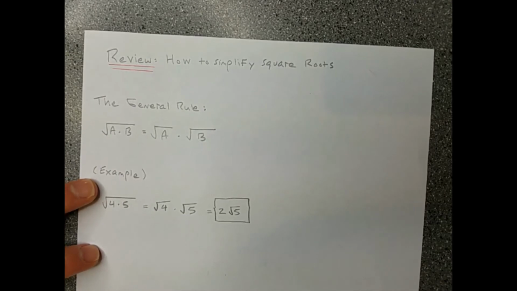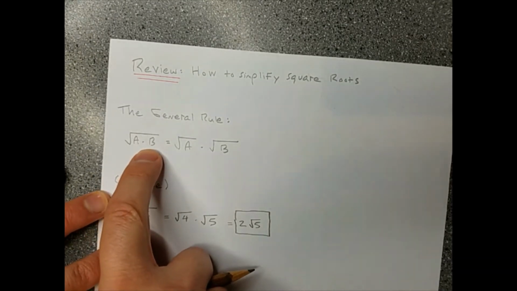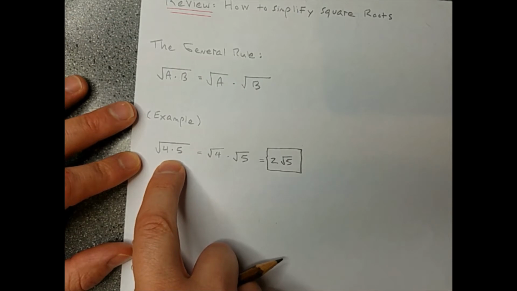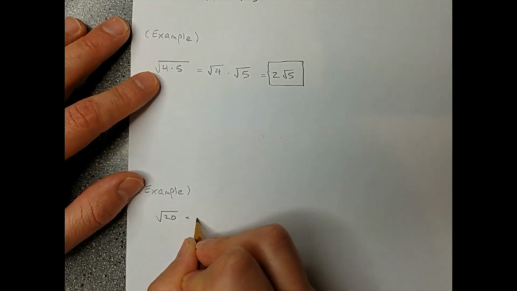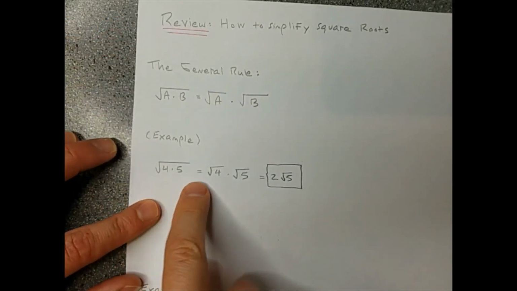What about this one? What's root 20? 20 doesn't look like a times b. There aren't two numbers there. But couldn't we say 20 was 4 times 5 like this? Yeah, we could do that. I mean, it's true, right? 20 is 4 times 5. All right? And then we could proceed like this.